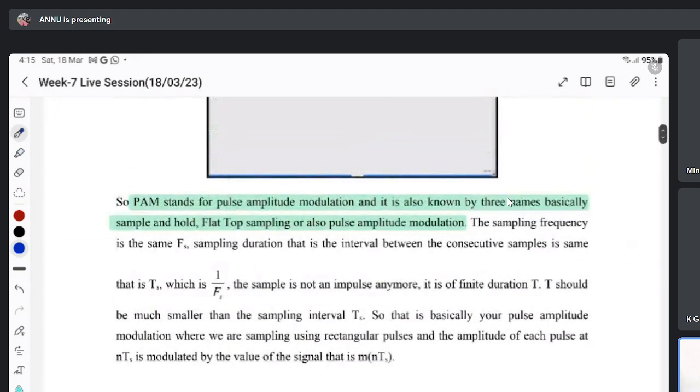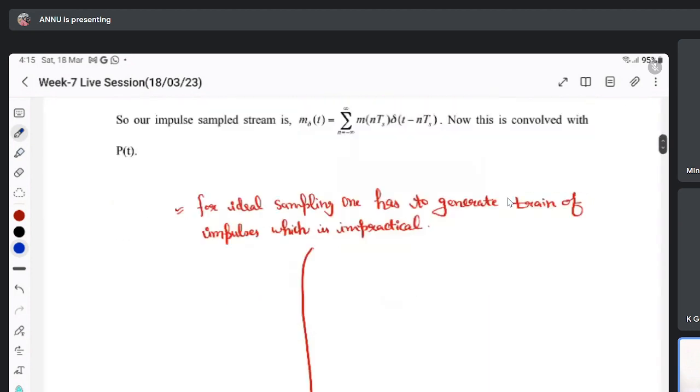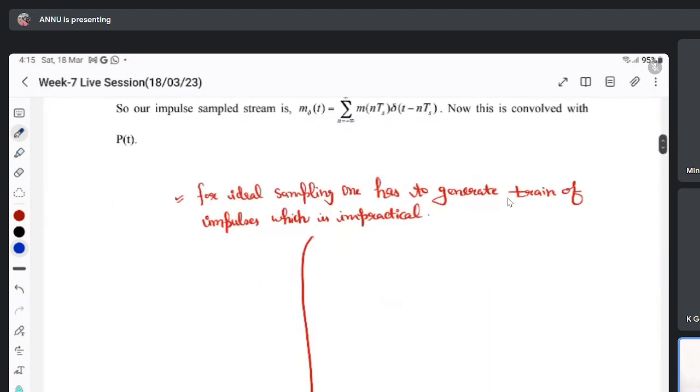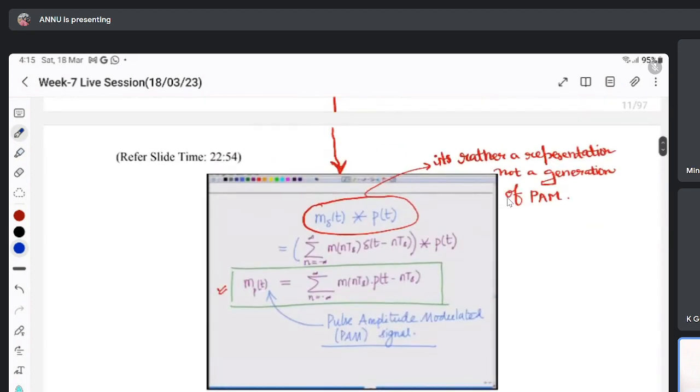Now for ideal sampling one has to generate a train of impulses, which is impractical. So that's why what we are doing is rather a representation of the generation of PAM. We are not doing the generation of an impulse train, rather we are taking the generation of a pulse.